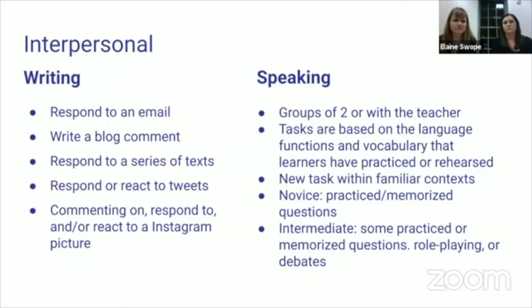The tasks that you have them do are based on the language functions and vocabularies that they'd practiced or rehearsed. So if the unit is over what they used to do or what they were like as a kid, then obviously that's what you want them using the imperfect tense to describe what they were like and tell you what they used to do. It should be a new task within familiar context. So it should not be something that they've already been assessed over or they've already worked through. You want it to be a new task based off of the familiar context.